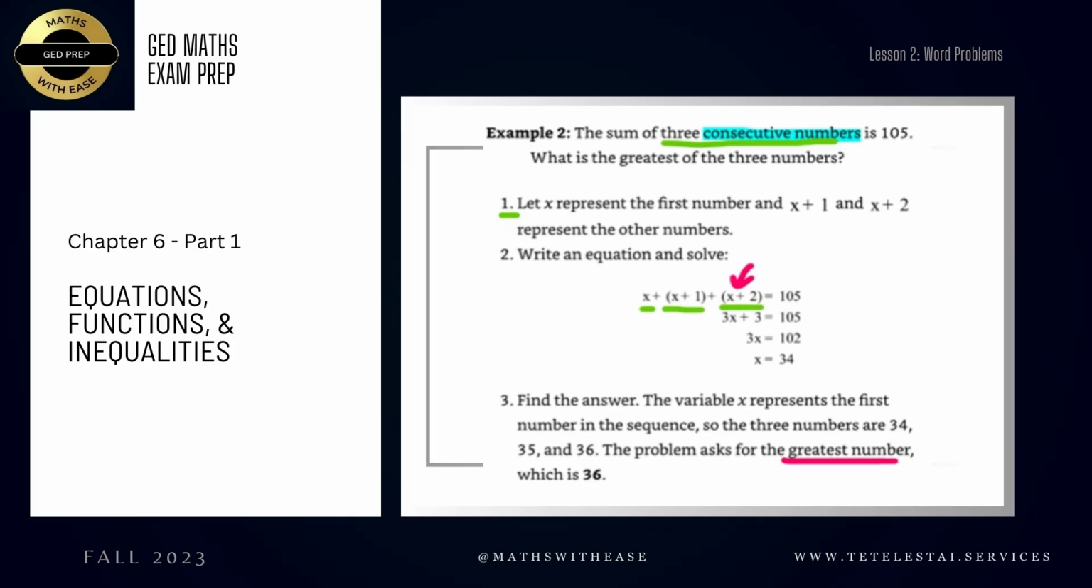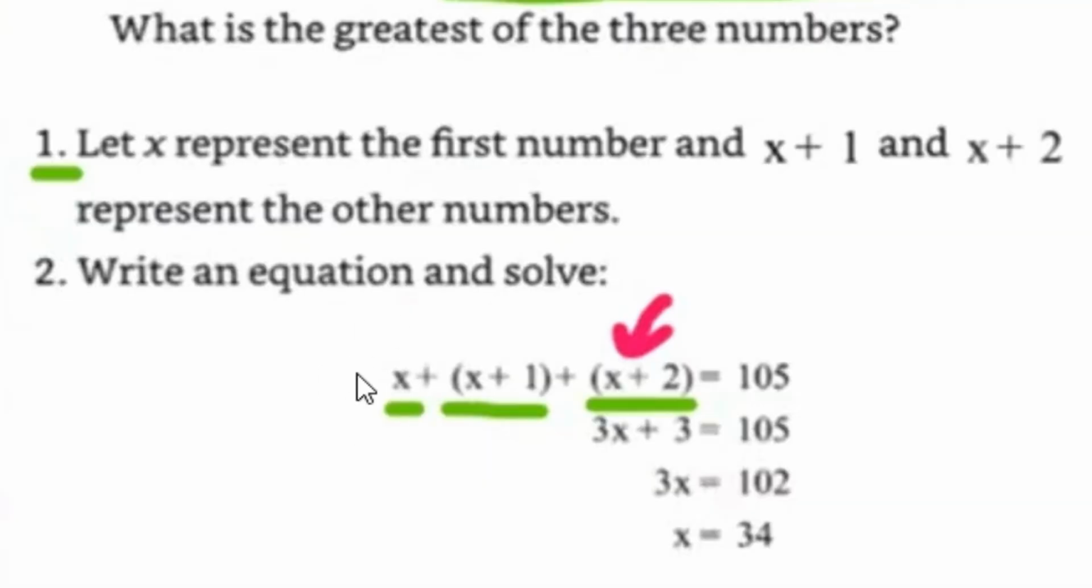Since we found that x is 34, let's go back to our specified equation. x is simply going to be 34 here. Here, x is increasing by 1, so 34 plus 1 is 35. And here, x is increasing by 2, so 34 plus 2 is 36. So based on the information that we found by plugging in x, we know that 36 is the greatest number in our sequence, right?